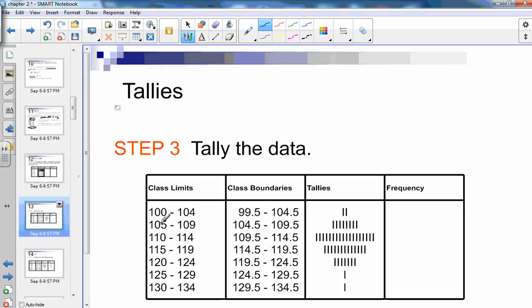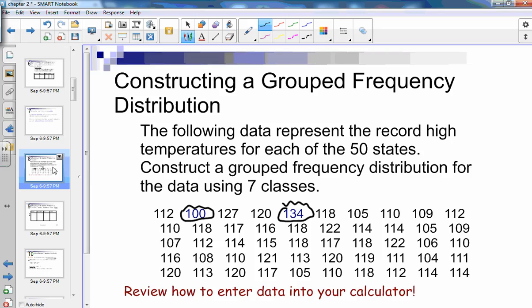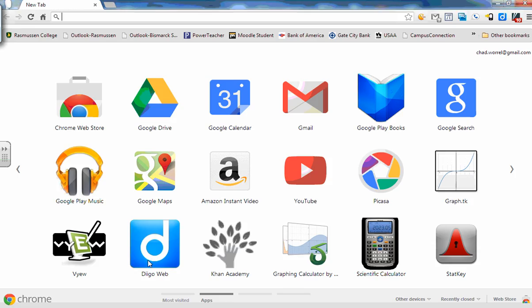After the class boundaries are the tallies. The easiest way to do the tallies is to take all of your data, take all this data here, enter it into a calculator or a list of some sort or a spreadsheet of some sort. If you go into Google Docs, they have some really nice spreadsheets that you can work with, where all you have to do is enter your numbers, and then it will go through and organize all your numbers for you. So once you get into your docs, just create and then do a spreadsheet.